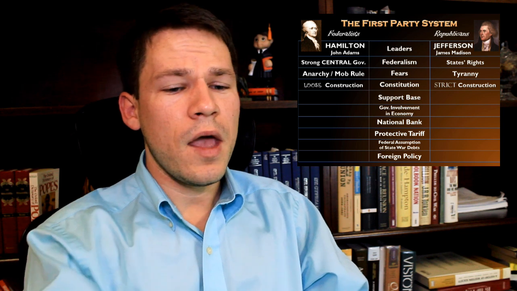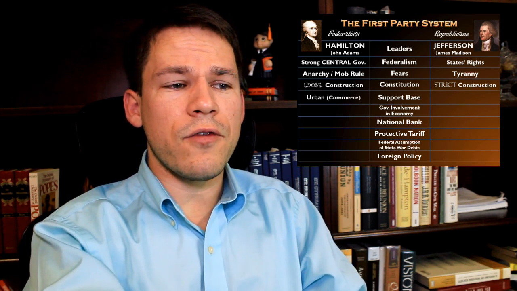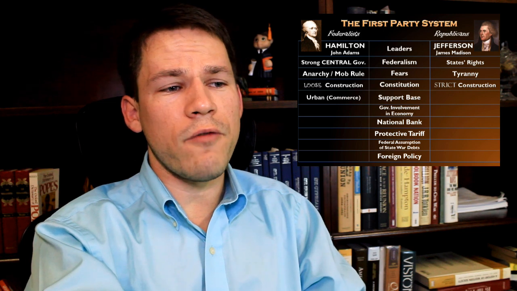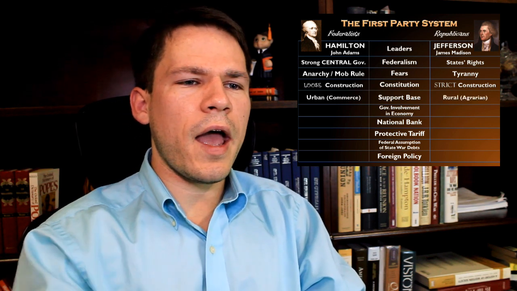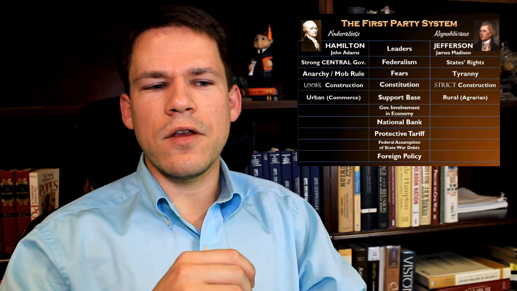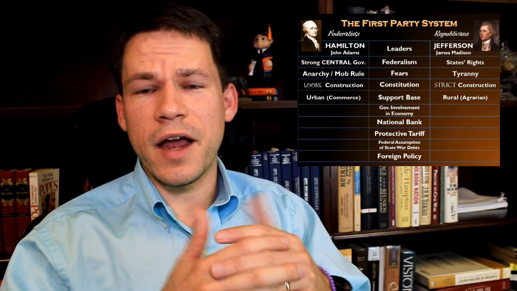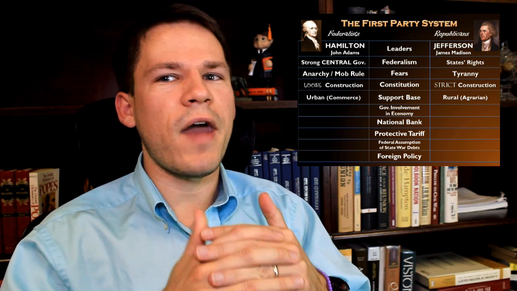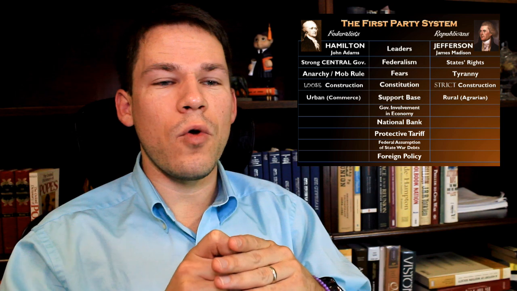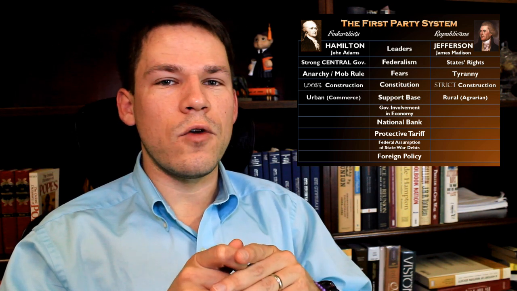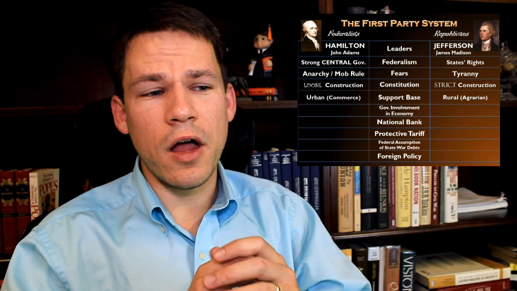The Federalist support base was largely urban and centered in commerce, people that were involved in commerce and the very young manufacturing segment, whereas the Jeffersonians tended to be rural and agrarian. This was a party of farmers. Keep in mind, at the time, farmers made up the vast majority, 80 to 90 percent of the country. So the Jeffersonians are going to have a long time where they are in power and virtually unchallenged.